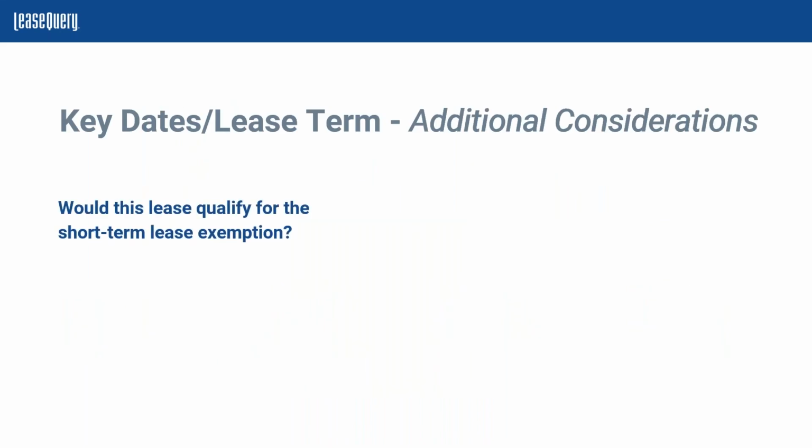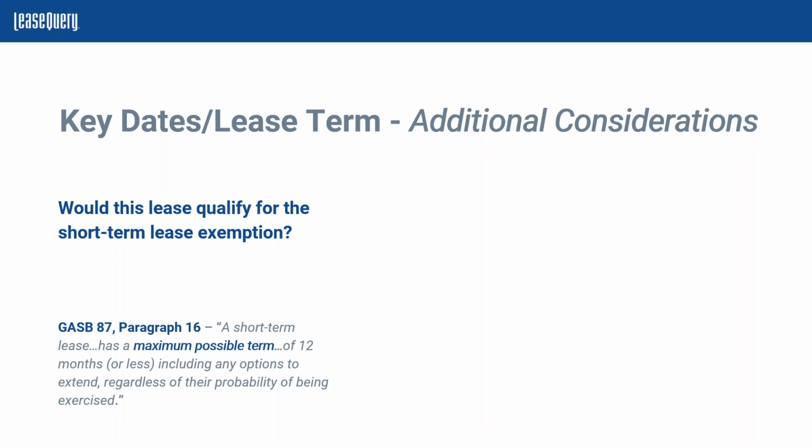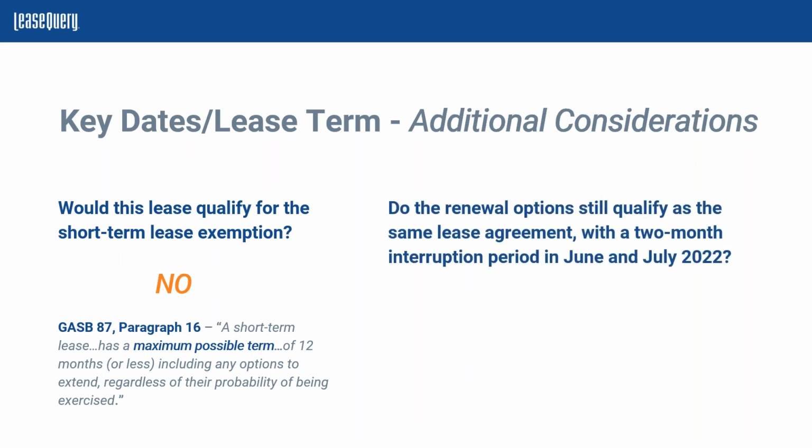All right, so let's get into a little bit more information here, understanding more about what's evaluated here per the standard. So would this qualify as a short-term lease exemption? We've essentially walked through this based off of the timeline, but let's give you a little bit more information as to what's actually stated in the guidance. So in paragraph 16, it states that the maximum possible term should be evaluated as a part of the short-term lease exemption being 12 months or less. So with that being included in the options, based off of what we've evaluated, no, this would not be qualified for the short-term lease exemption.